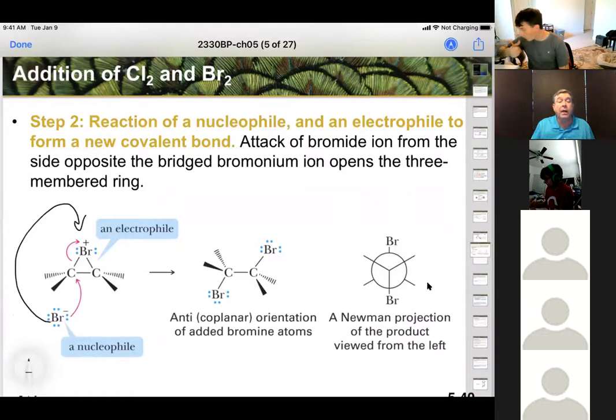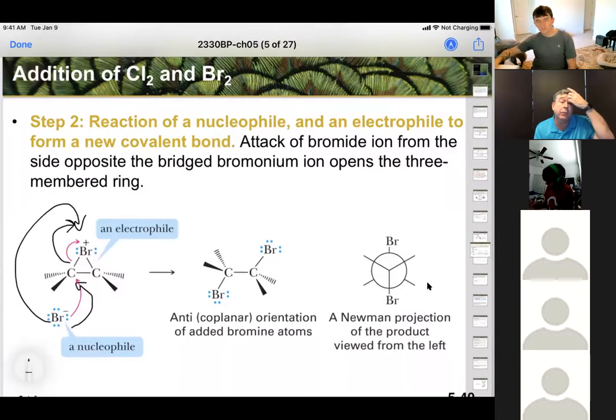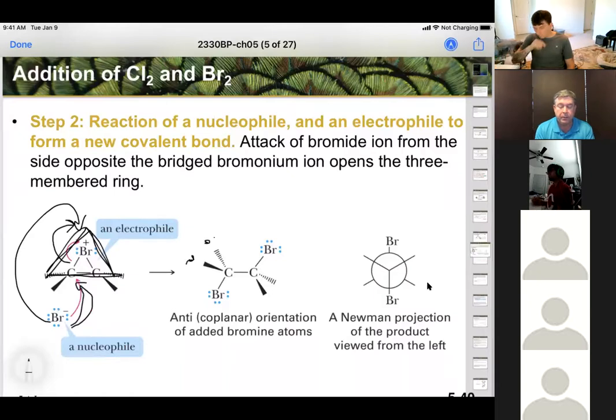So what if it attacked on the bottom and made a new sigma bond with the carbon? When it does that, it can kick those electrons up to give a neutral bromine. So we do that nucleophile and electrophile attack again, but because the top of the molecule is blocked by this bromine, the bromide has to come in from the exact bottom. When it does that and the ring opens, these two groups are going to be up, these two groups are going to be down, and these bromines are going to be anti to each other.